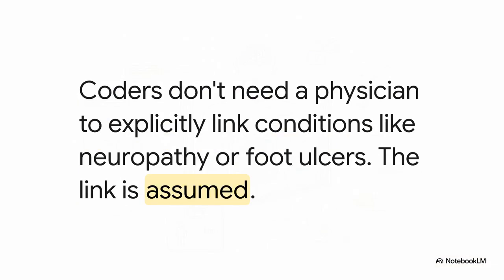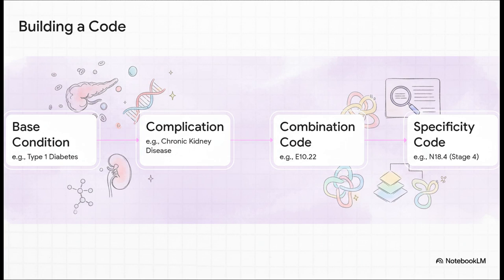And here's how that plays out in the real world. Because of this "with" guideline, if you see diabetes and neuropathy listed in the same chart, you automatically code for diabetic neuropathy. You don't have to wait for the doctor to spell it out and write neuropathy due to diabetes. The coding system makes that connection for you. It's a huge time saver. So let's see how this all comes together to paint a really complete picture.